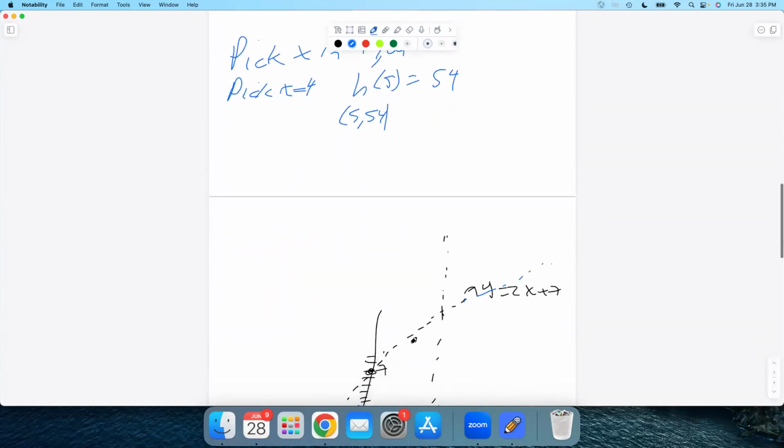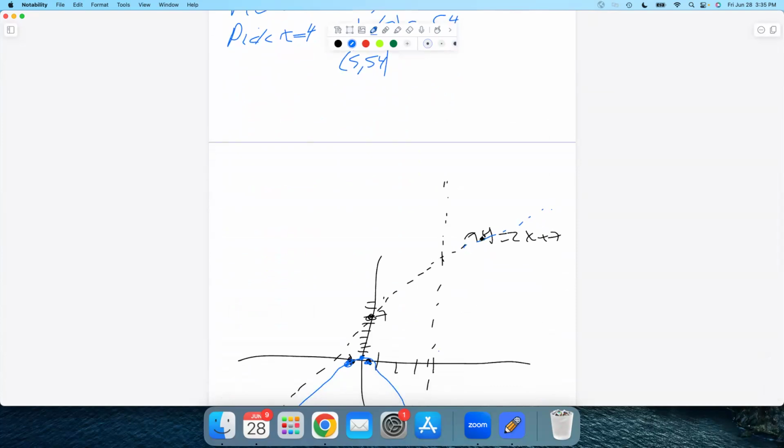Now my question is, is that above this line or below the line? Well, what would I get on the line at 5? Here's 5. What's this spot right there? Well, I would just plug 5 in here. So what do I get? 10, I get 17. So that's (5, 17). I'm way above that. So we're way up here, and we're just going to pick a spot there. There's the point (5, 54).